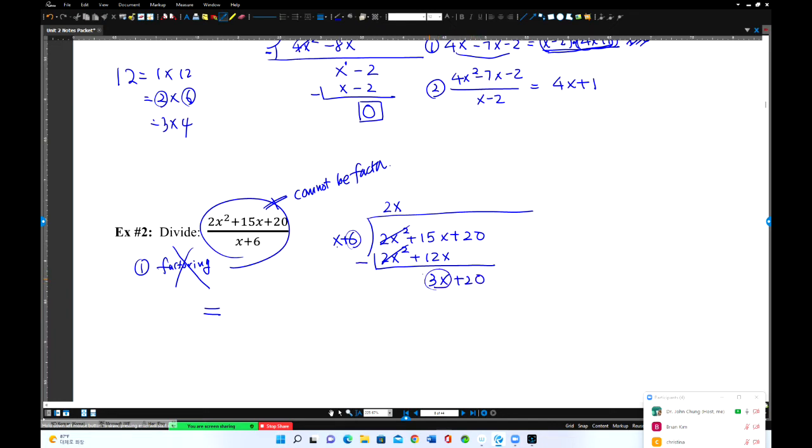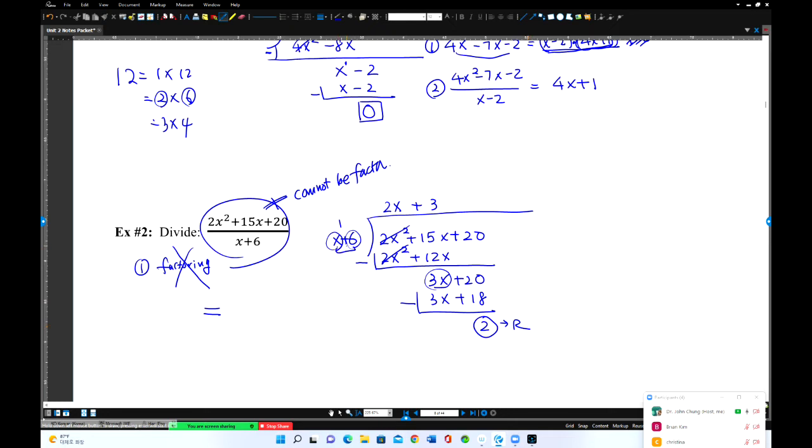Now check out the first term, highest degree. 3x and x. Still we can go, right? Because it has the same degree. So that is 3x plus 18, minus, is 2. Now this is degree 0, this is degree 1, this is the remainder. Just like in numeric division, this number is less than the divisor, that's the remainder.